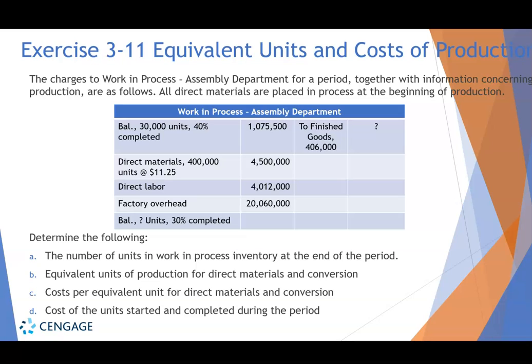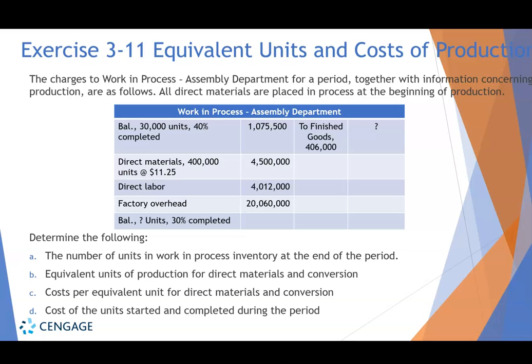We've got direct materials, 400,000 units, and we see it at $11.25 per unit. We've got direct labor, 4,012,000, and we've got our factory overhead. It shows us what was transferred over to finished goods, the 406,000. So we need to determine the number of units in work in process at the end of the period.